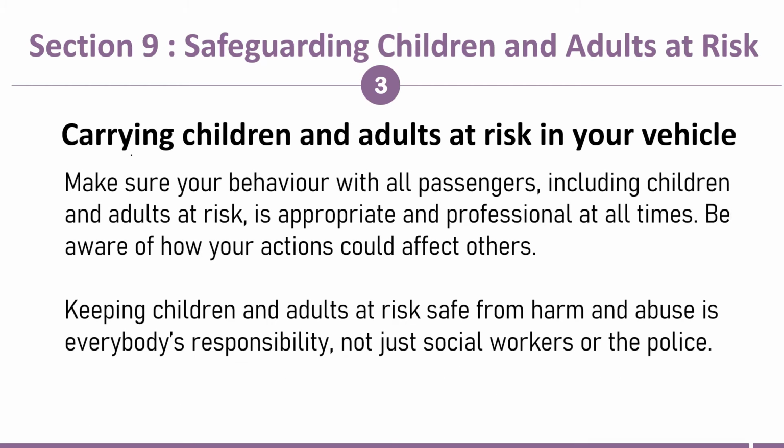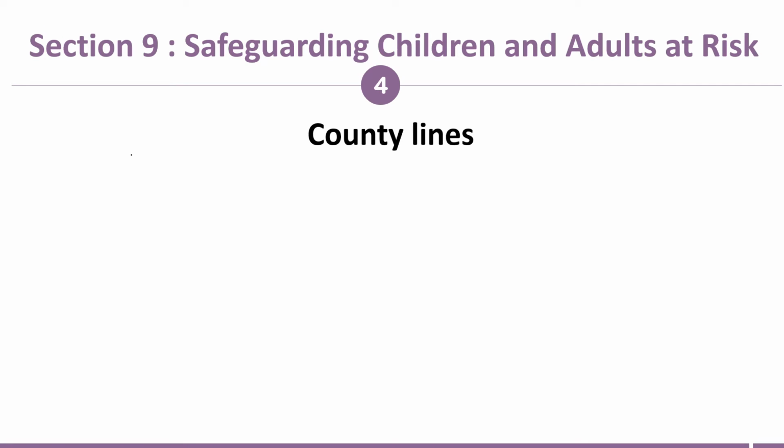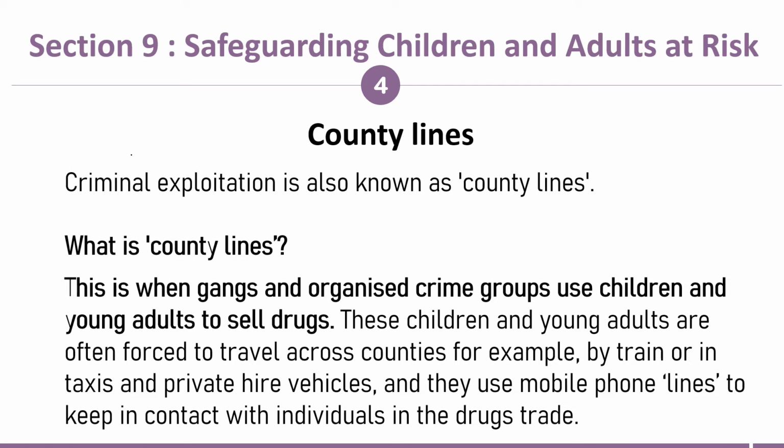Make sure your behavior with all passengers, including children and adults at risk, is appropriate and professional at all times. Be aware of how your actions could affect others. Keeping children and adults at risk safe from harm and abuse is everybody's responsibility, not just social workers or the police. County lines. Criminal exploitation is also known as county lines.